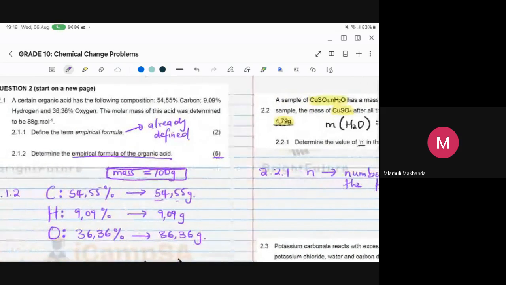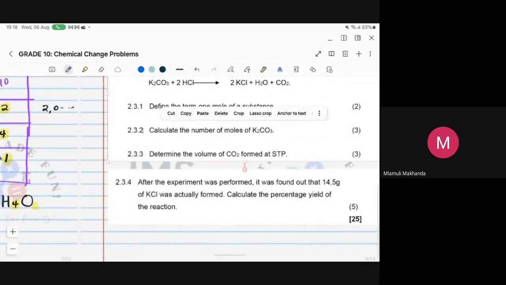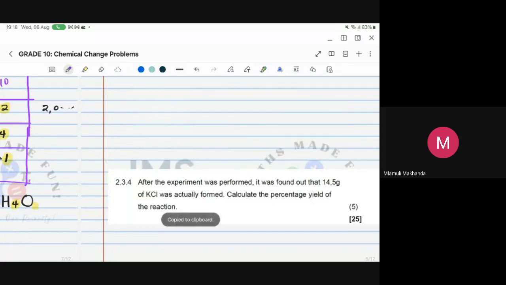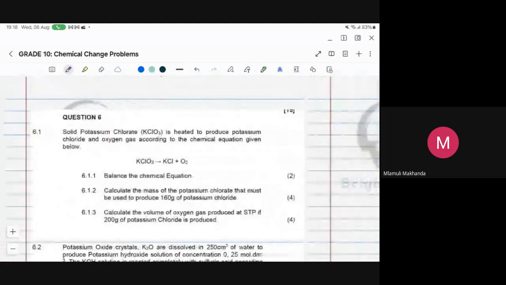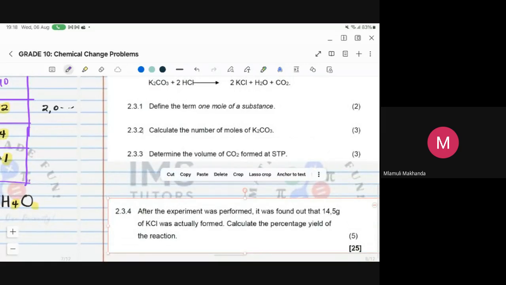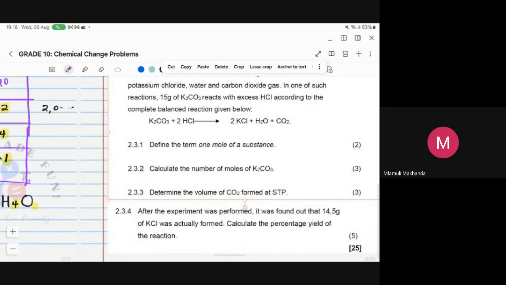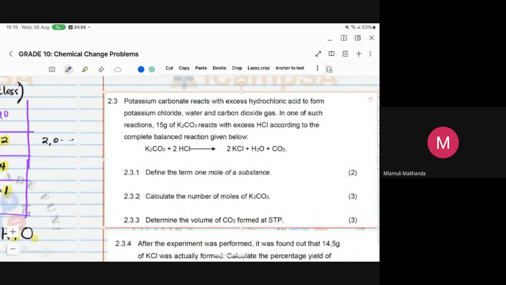So let's just make sure. Let me remove this. Cut. Oh, it's another one here. Okay, it's fine. Let me just move it down. See. Okay.